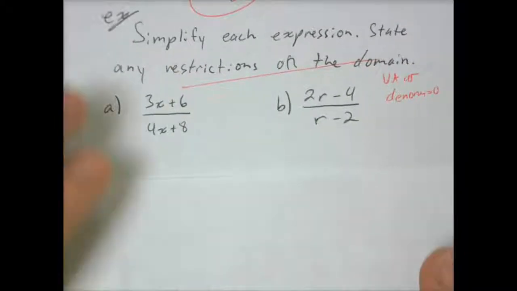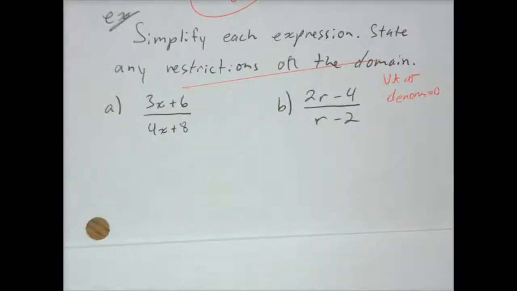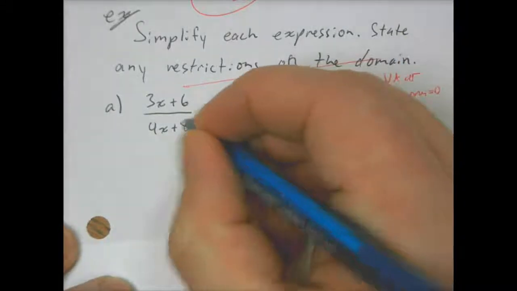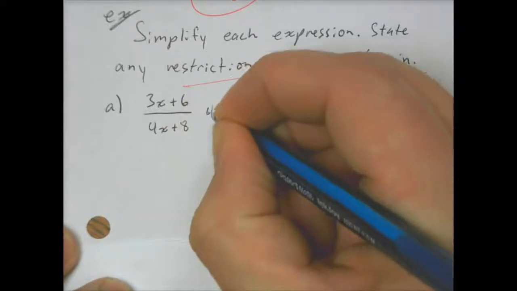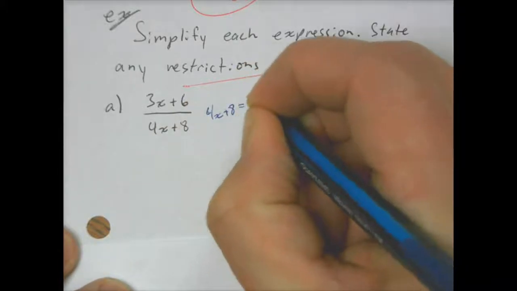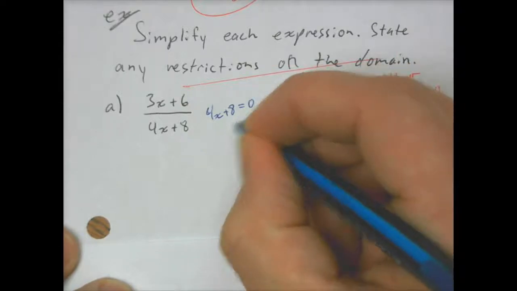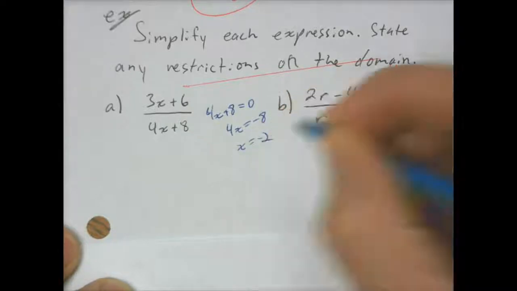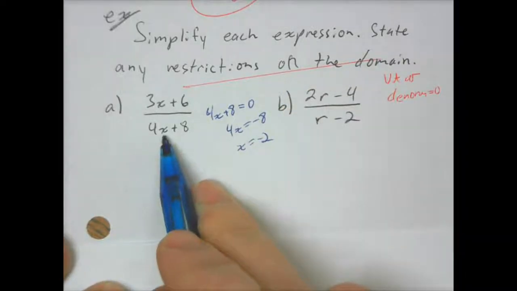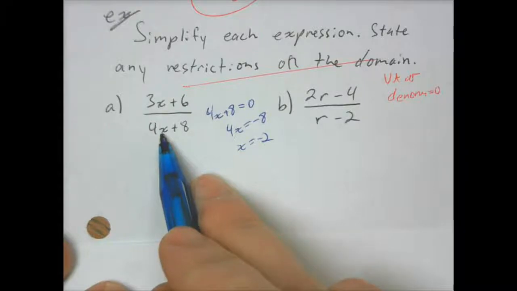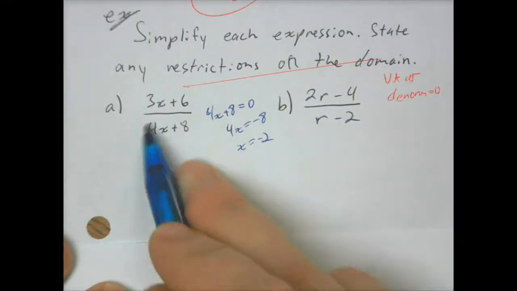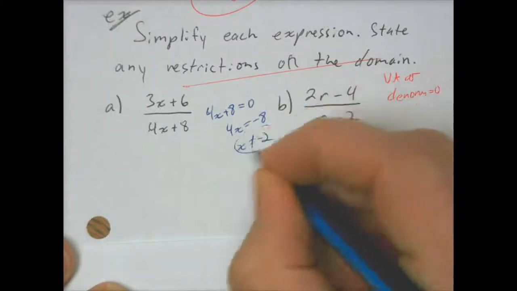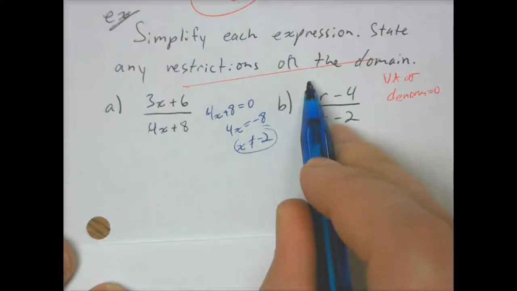So to find the restrictions, the easiest thing to do is, if we do not want our denominator to equal 0, if we do not want to be dividing by 0, we take it and set it equal to 0, and now we solve. So I subtract 8, 4x equals negative 8, divide by 4, x equals negative 2. Now if I put negative 2 in for x, 4 times negative 2 is negative 8 plus 8 is 0. Hey, that would make the denominator 0. So what that means, x cannot be equal to negative 2. That is our restriction on the domain part.